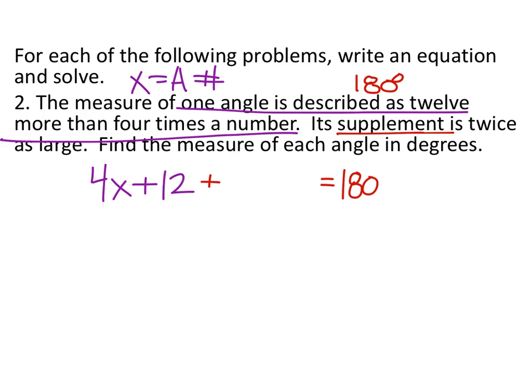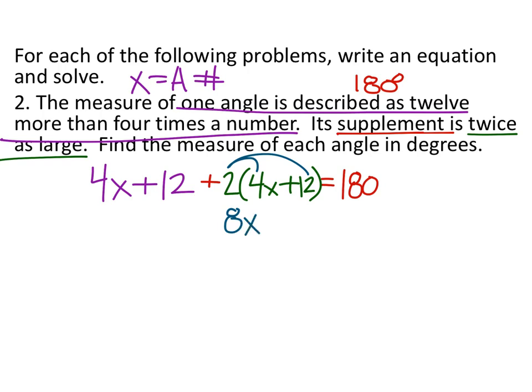Now this one specifically says that the supplement is twice as large. So I would have to take 2 and multiply it by that other angle, which was 4x plus 12. So that makes it twice as large. And from here I'm going to simplify this equation by distributing first the 2 into the parentheses. So 2 sets of 4x's would give us 8x's, and 2 sets of 12 would give us a positive 24. Nothing else changed.